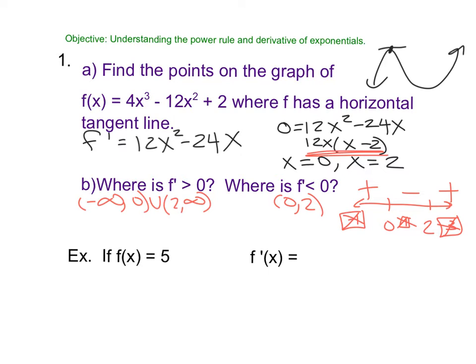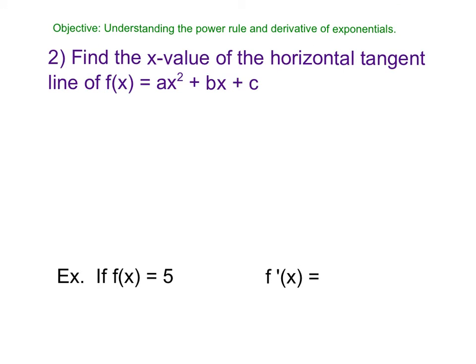We're going to spend a lot of time doing this, so if that was a little fast, don't worry. All right, if f of x equals 5, what's f prime? 0. I think I left that on this slide from yesterday's lesson. All right. Find the x value of the horizontal tangent line. So again, horizontal tangent is f prime equals 0. So set the derivative of this equal to 0 and solve for x. Pause the video, do it yourself. This is like my favorite part of this lesson.